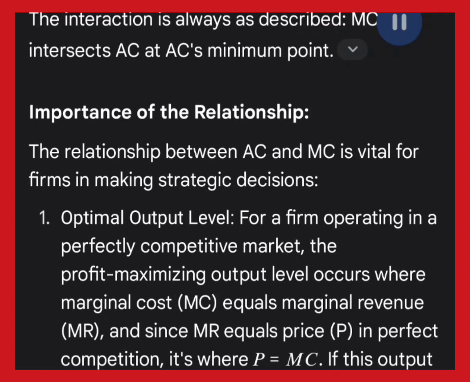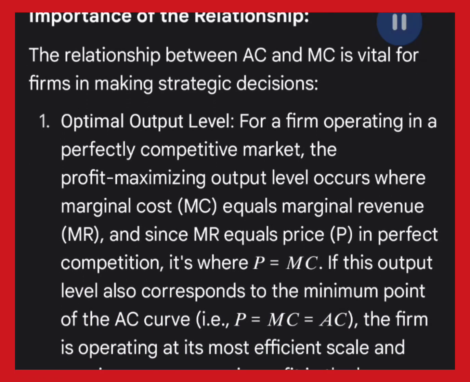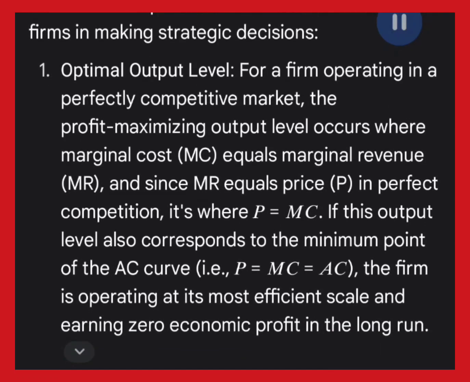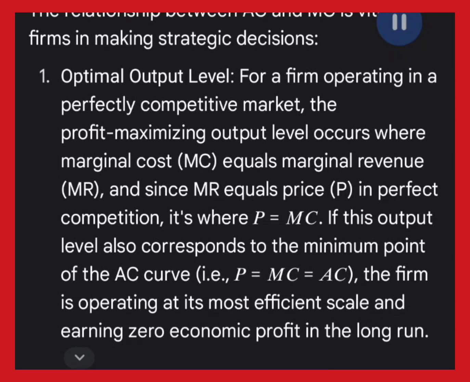Importance of the relationship. The relationship between AC and MC is vital for firms in making strategic decisions. 1. Optimal output level. For a firm operating in a perfectly competitive market, the profit-maximizing output level occurs where marginal cost, MC, equals marginal revenue, MR, and since MR equals price, P, in perfect competition, it's where P equals MC. If this output level also corresponds to the minimum point of the AC curve, i.e., P equals MC equals AC, the firm is operating at its most efficient scale and earning zero economic profit in the long run.